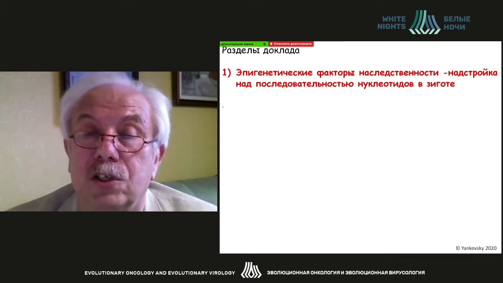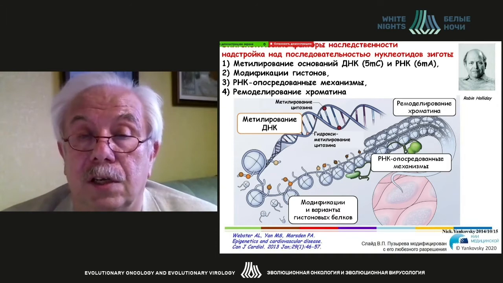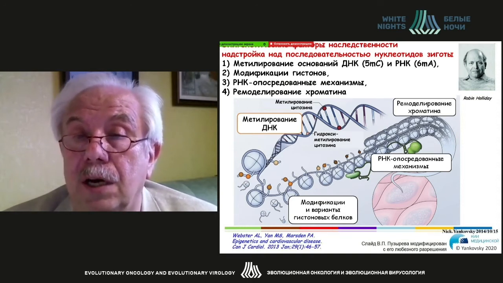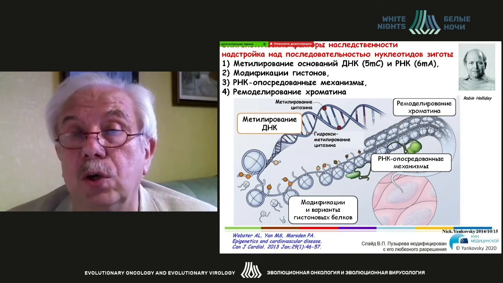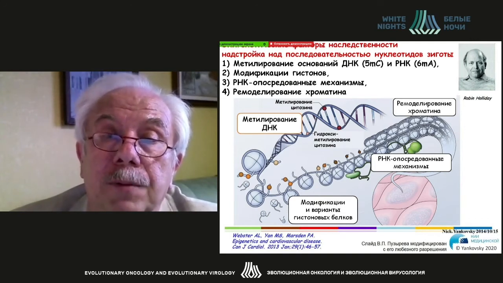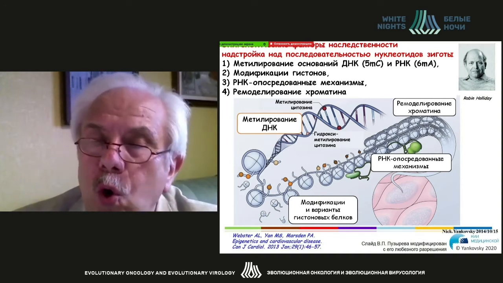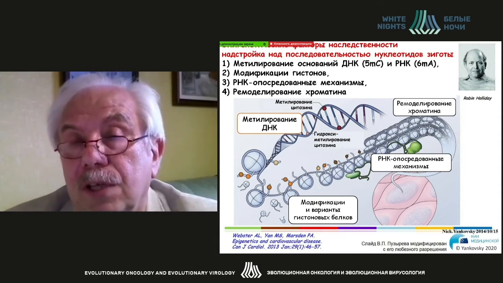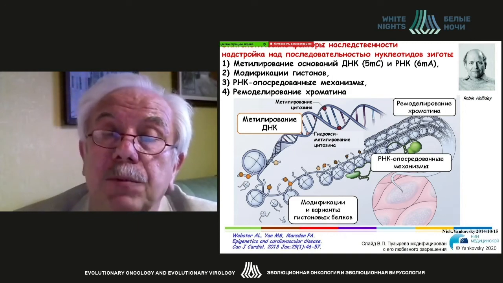Epigenetic factors of inheritance are a superstructure of a nucleotide sequence in the zygote. We have identified new variants of histone proteins, and another epigenetic factor includes chromatin remodeling. The nucleotide sequence means that after modification, the structure is different, and histones can form, transcripts can form of a particular tissue.